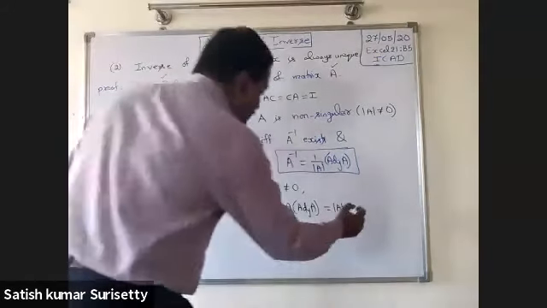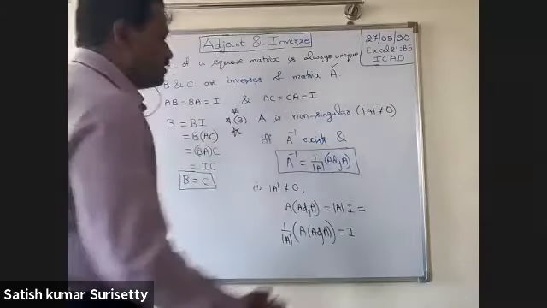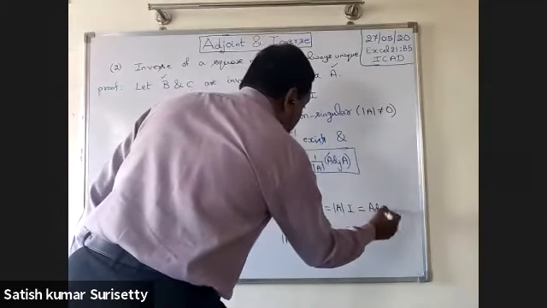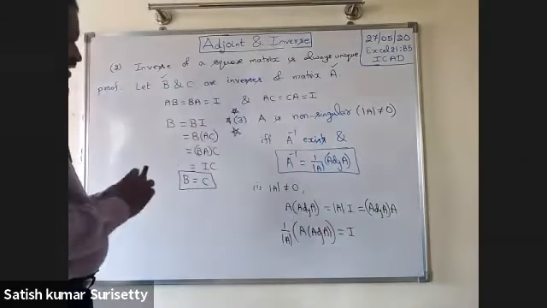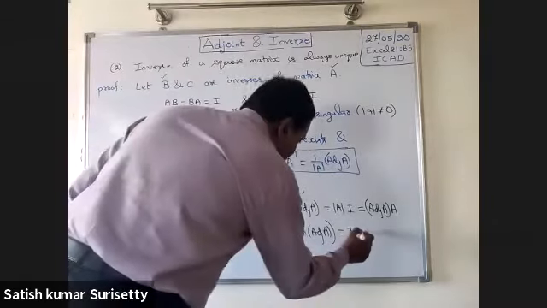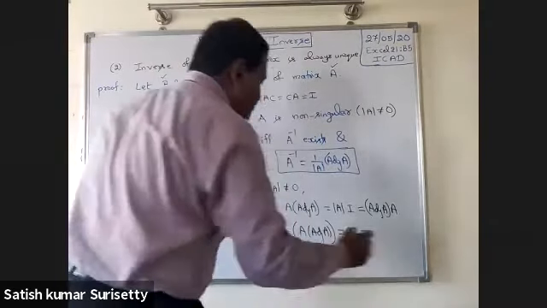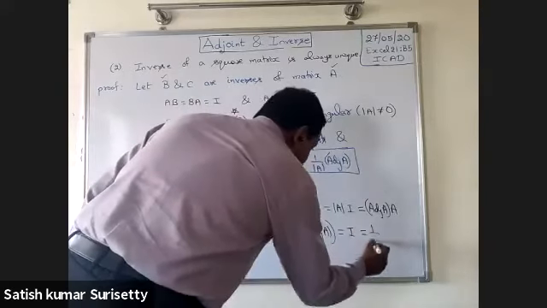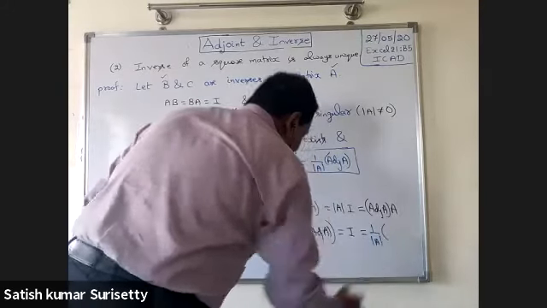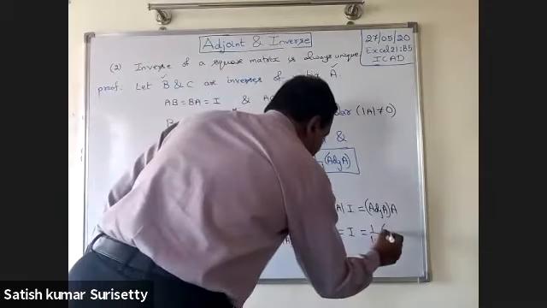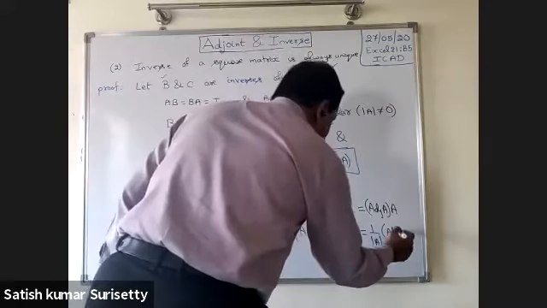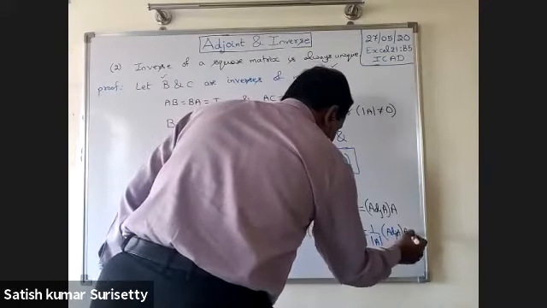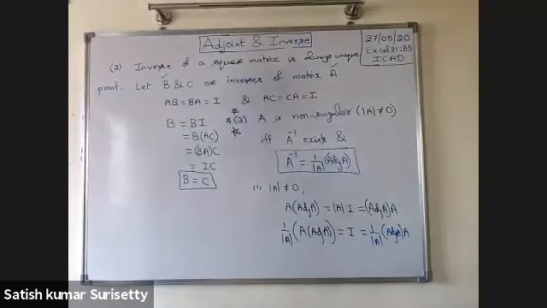Now, also we have A into adjoint of A equal to adjoint of A into A, which is also equal to determinant of A into I. That means here also I can write as one upon determinant of A into adjoint of A into A. That is, I am dividing basically with determinant of A because it is not equal to 0.